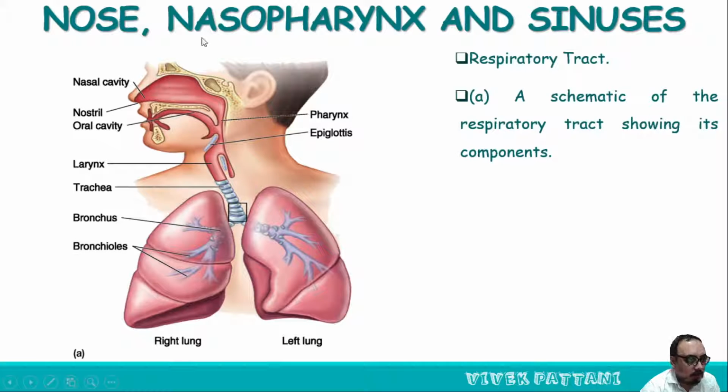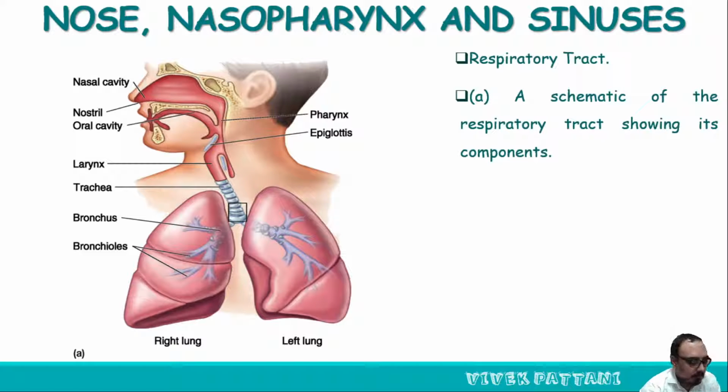Now the nose, the nasopharynx and the respiratory tract. Simply, the respiratory tract is basically divided into upper and lower. Okay, the upper respiratory tract and the lower respiratory tract. The upper contains the nose, and the lower basically contains the lungs and other systems.